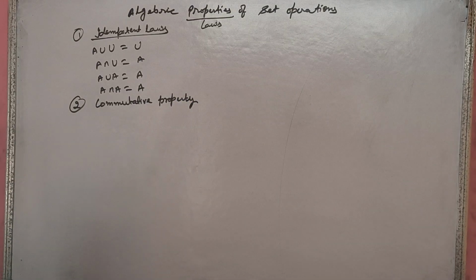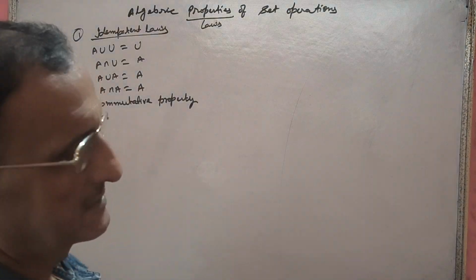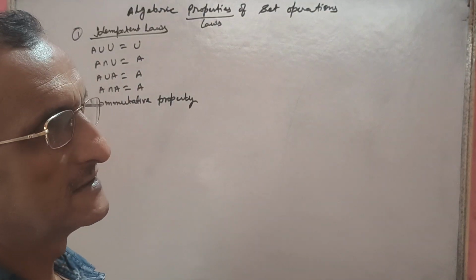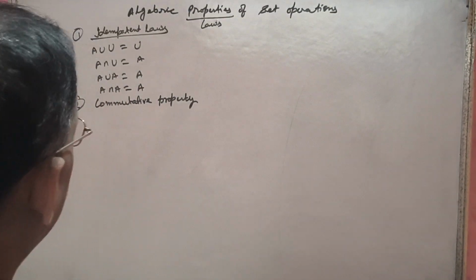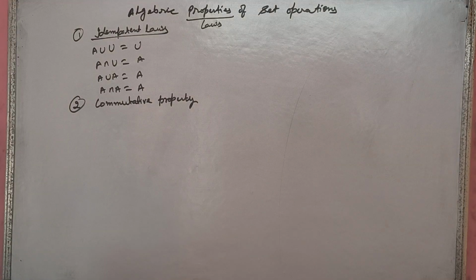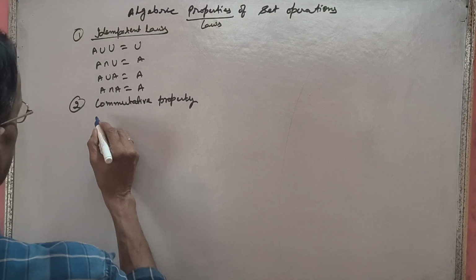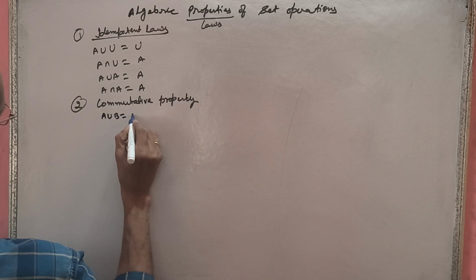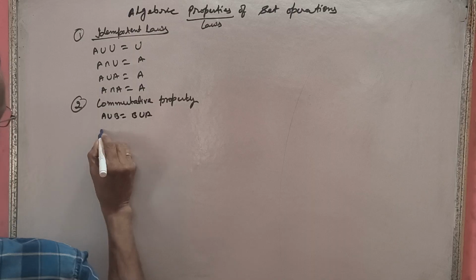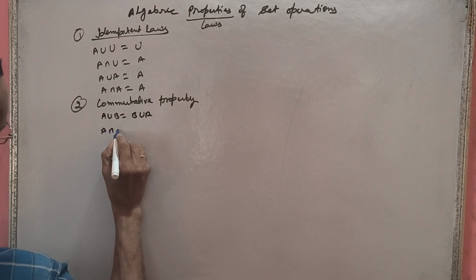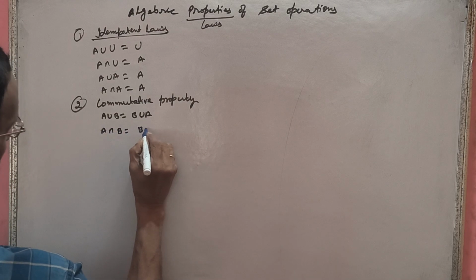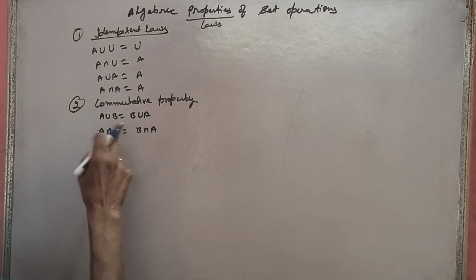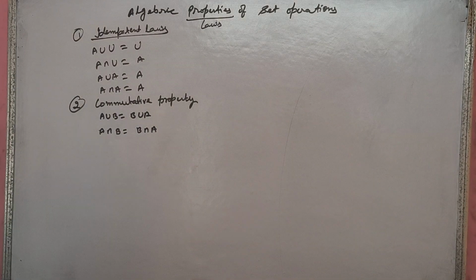Just like arithmetic, you have done commutative property, associative property, distributive property. Same thing here, but in a different way. So A union B equal to B union A. This is for intersection also. A intersection B equal to B intersection A. See, 2 plus 3 equal to 3 plus 2, like that 2 into 2.